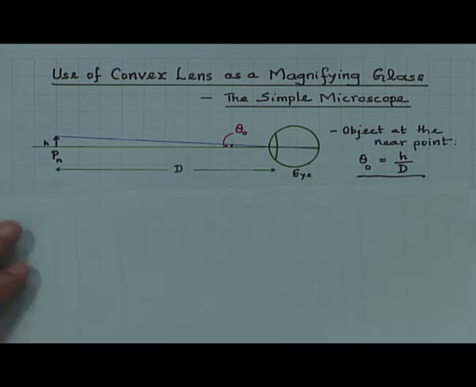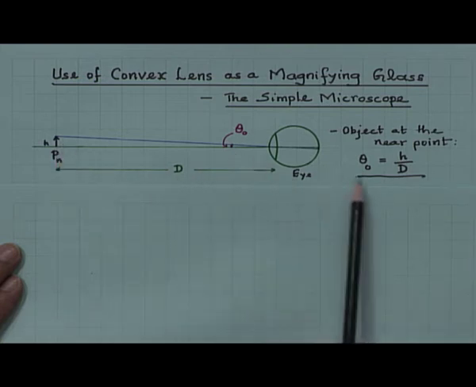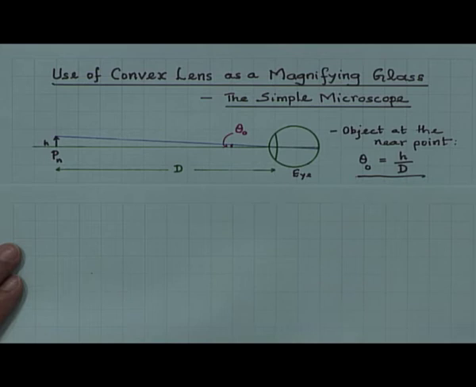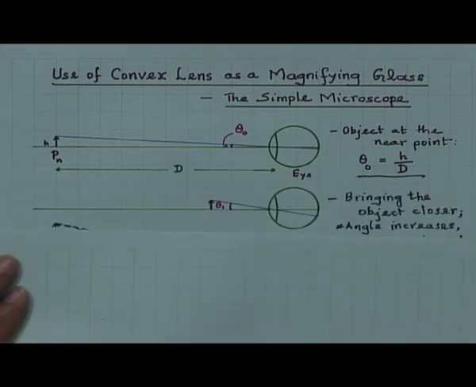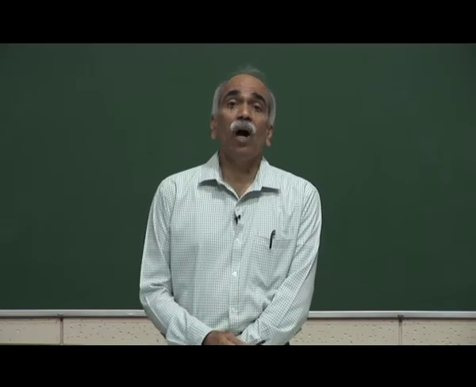So, first here we have an object which is at the near point, but the object is very small, it is subtending an angle theta 0 equal to h by d. Actually theta 0 is very small, so we have used the approximation tan theta 0 is equal to theta 0. Now, we know that the angle subtended at the eye has to be larger if we have to see the object more clearly. And how can we do that?